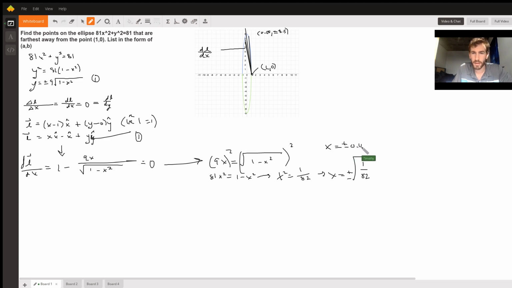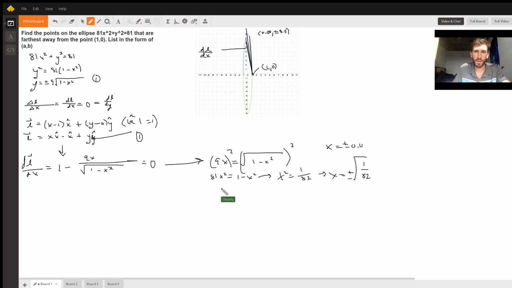0.11. And is this logical? Does this make sense? Yeah, it's close to 0. The points that will be furthest away from this point that are still on the ellipse are going to be somewhere around here. I would say it's probably in the negative range because the negative range is further away from here, but it could be either or, really. So let's go down.